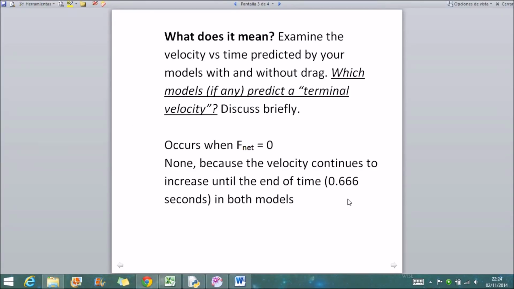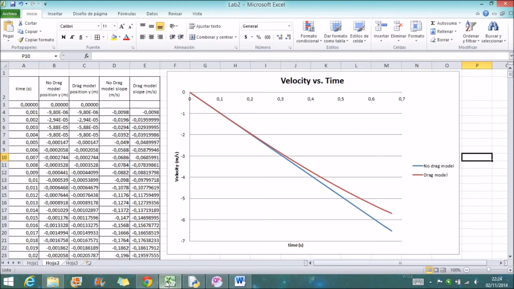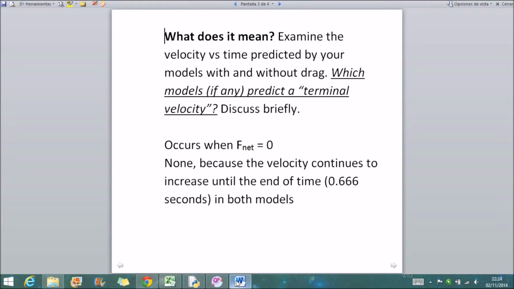Which models predict the terminal velocity? Terminal velocity is the velocity when the net force is equal to 0. This will cause the velocity to stop changing. We observe the velocity changes in time. In both cases, it is still increasing. Perhaps in the drag force model, if the fall distance were greater, the terminal velocity would be reached. So the answer is none, because the velocity continues to increase until the end of time, 0.666 seconds in both models.